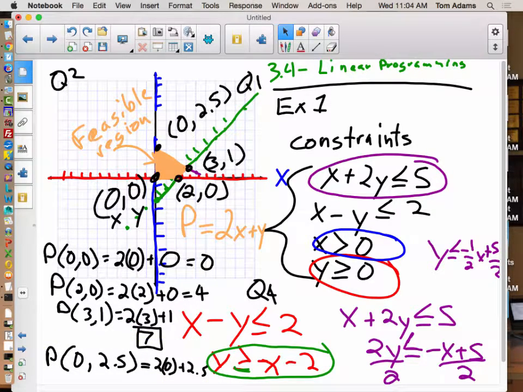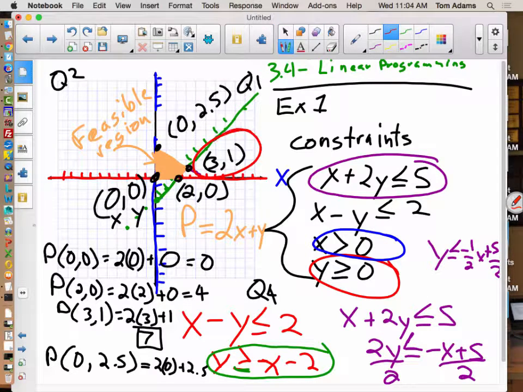Does that make sense? So which one gives you the maximum value? Which point? 3, comma 1. So this is our maximum value for p.